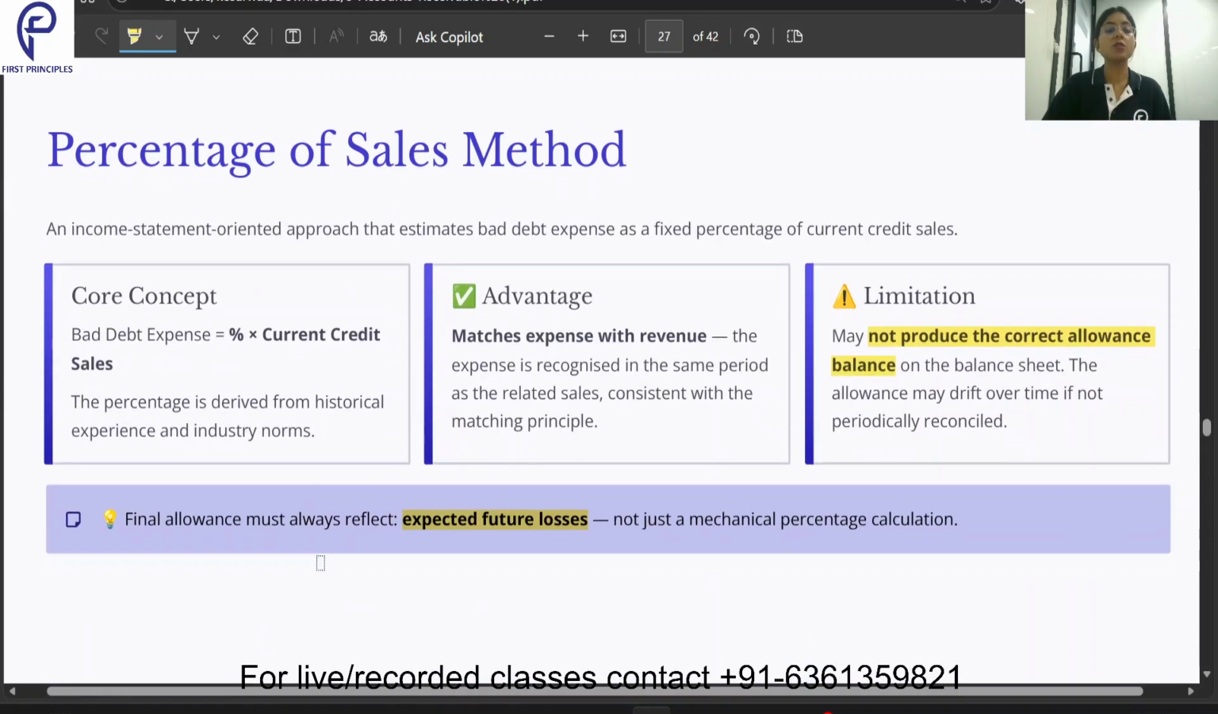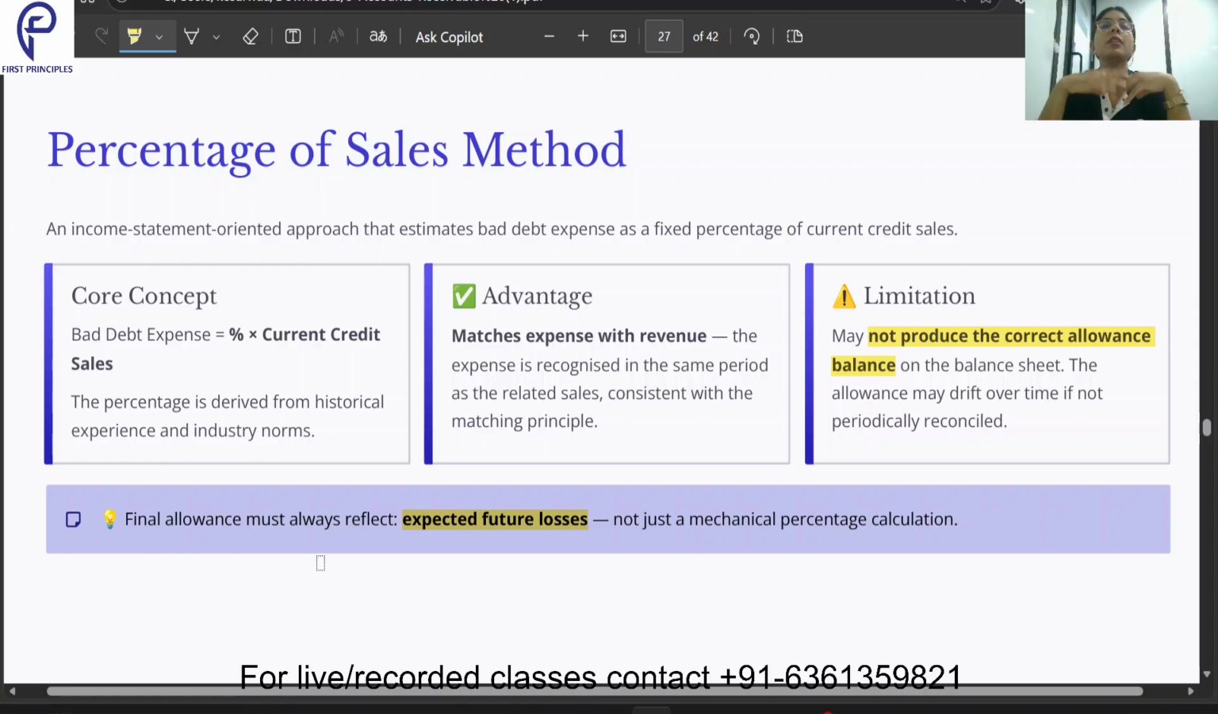Then coming to the percentage of sales method. In the percentage of sales method, how do we calculate the bad debt expense? We take the current credit sales, multiply it with a certain percentage, and we will keep it as a bad debt expense. So the percentage is derived from the historical experience and industry norms.